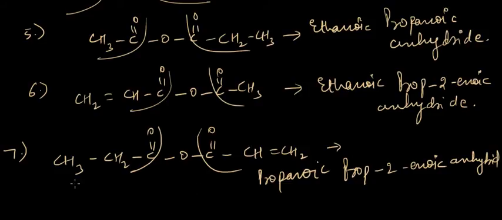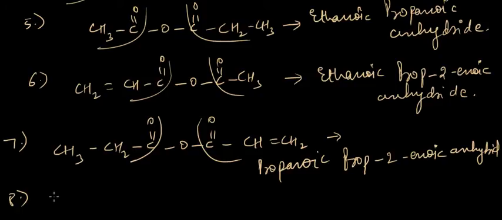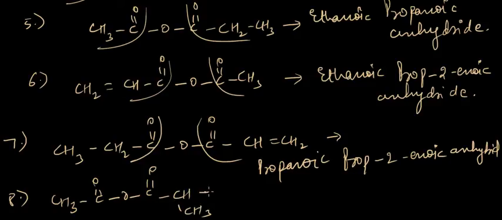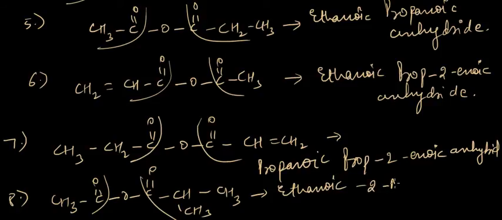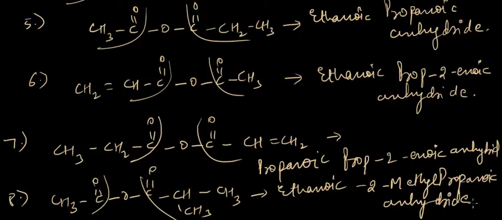Okay, and the last example we are going to see is this. So this would be called ethanoic 2 methyl propanoic anhydride. Okay, so now we'll be covering some nomenclature on epoxy group. So I hope you remember what's an epoxy group.